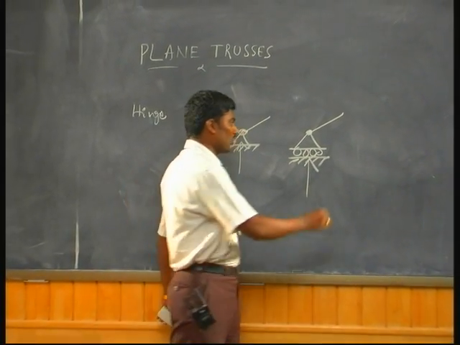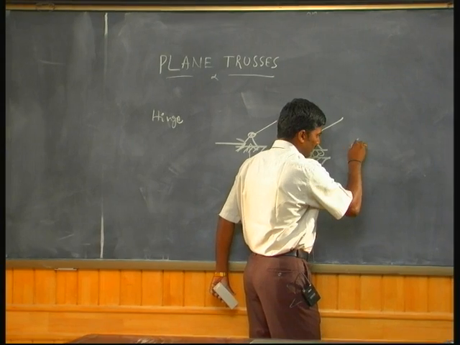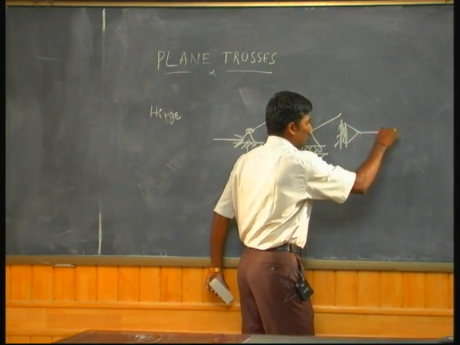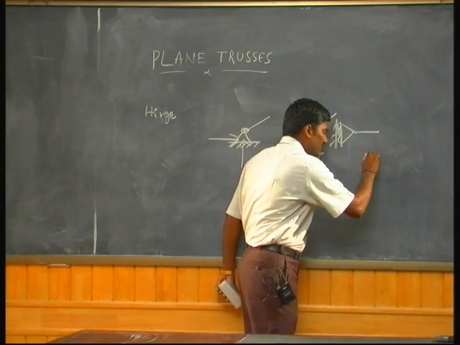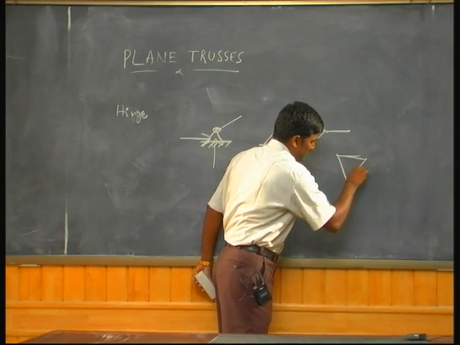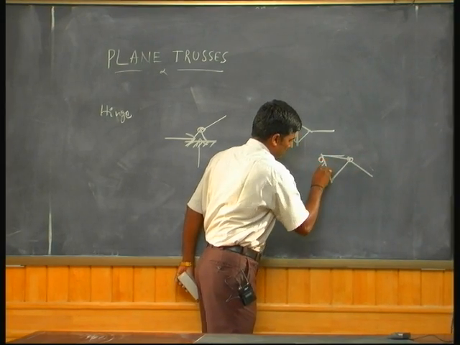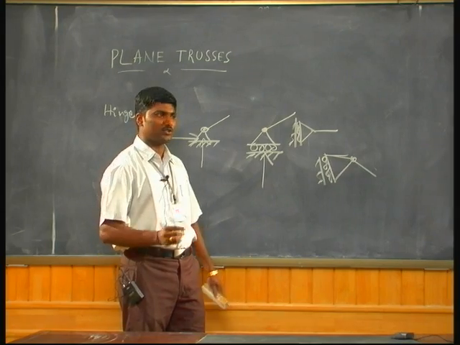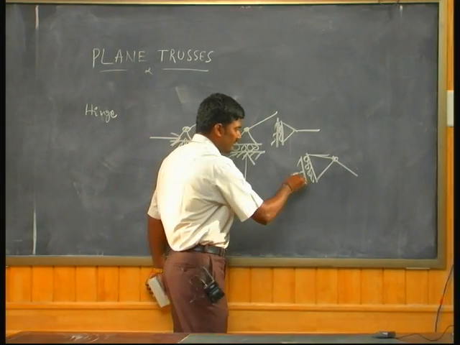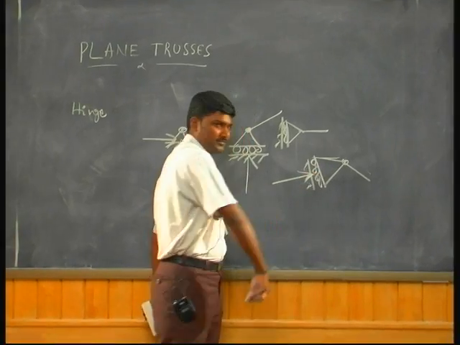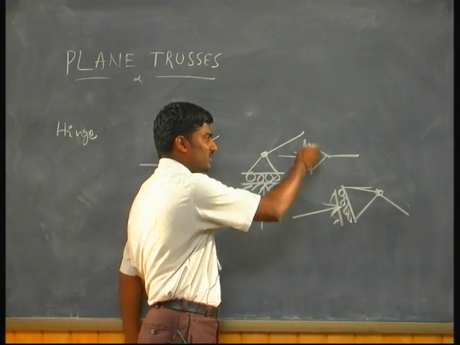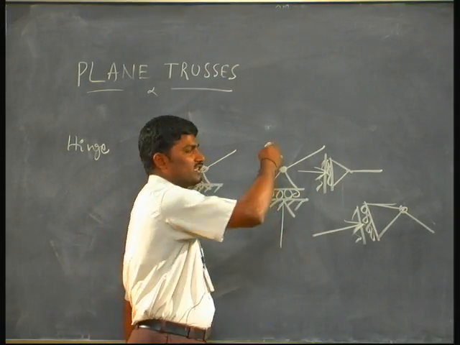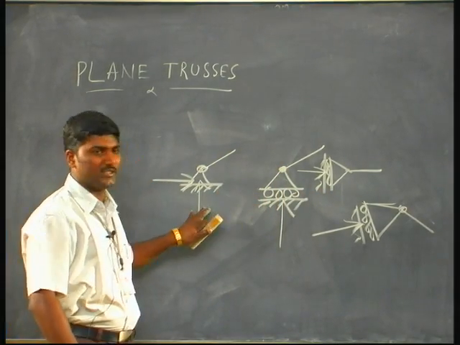Why? Because a roller can be like this. A roller can be like this. So in all these cases, the reactions will be developed perpendicular to the contact surface. Okay, so if this is a vertical roller, the reaction will be horizontal. If this is a horizontal roller, the reaction will be vertical. So all these are the support conditions.